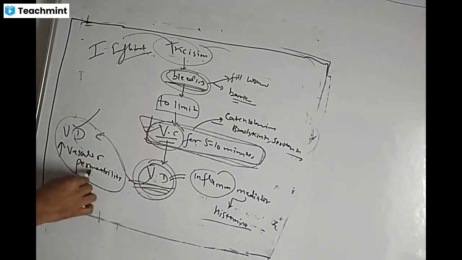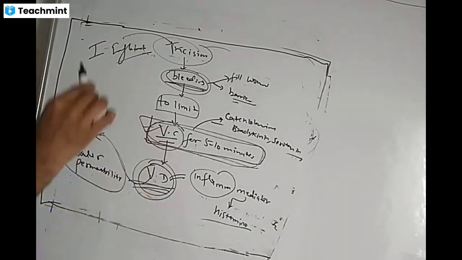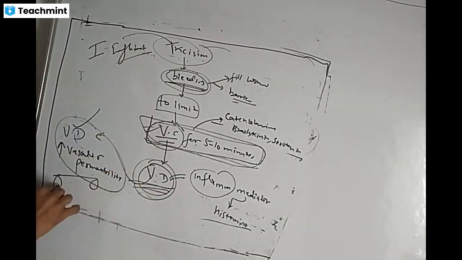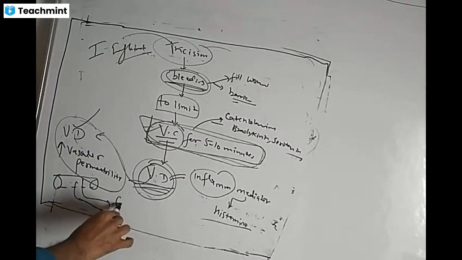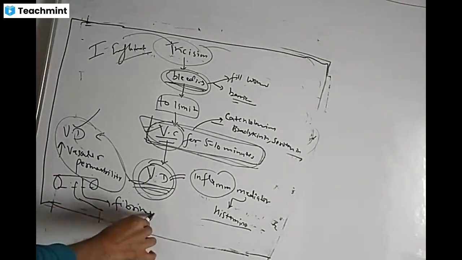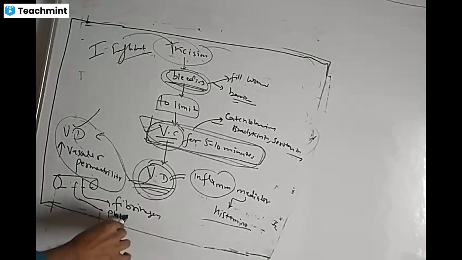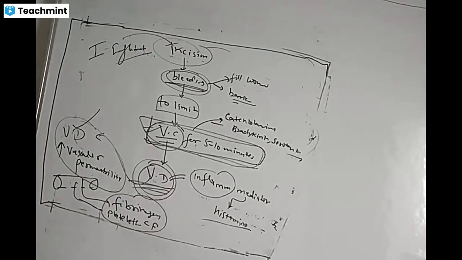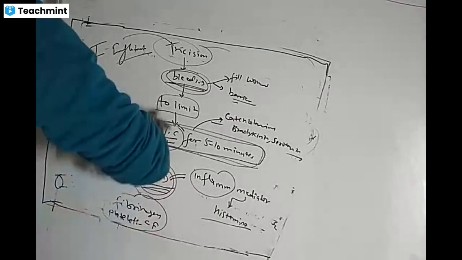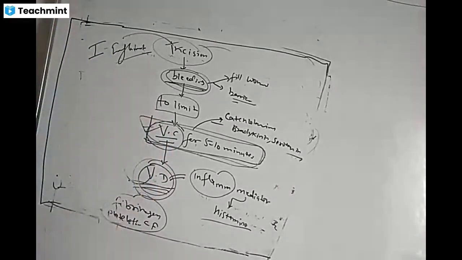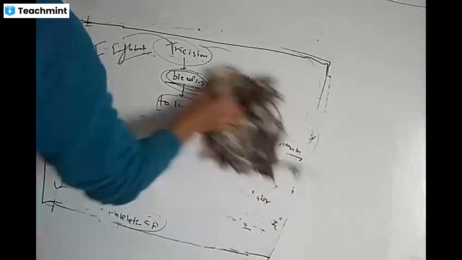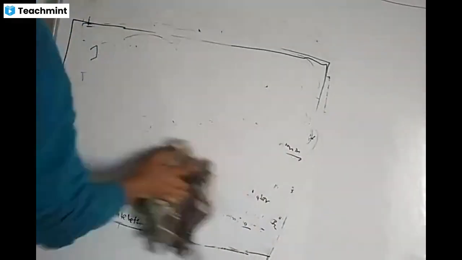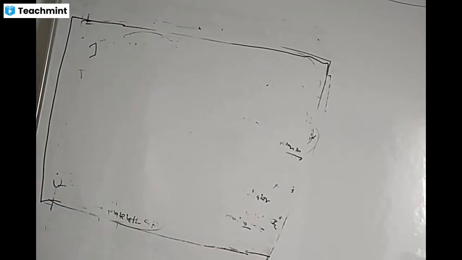So if blood vessels become leaky, permeability increases, it means the vessel becomes leaky. What leaks out? Your fibrinogen. What else leaks out? Platelets. Then other things, clotting factors. These things leak out. So in inflammation, all these things leak out, and there may be formation of the clot.